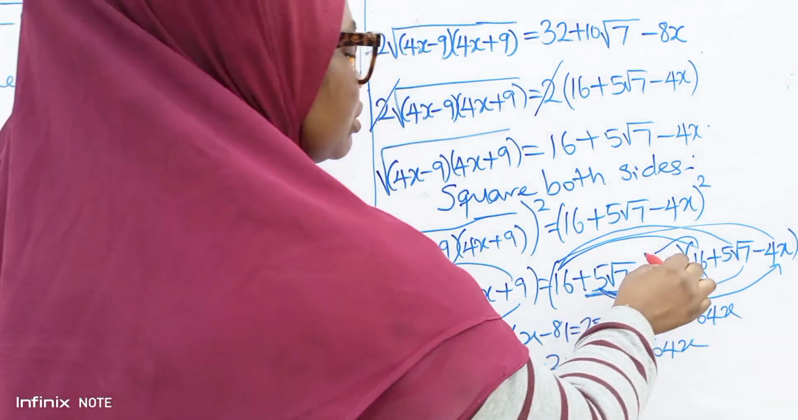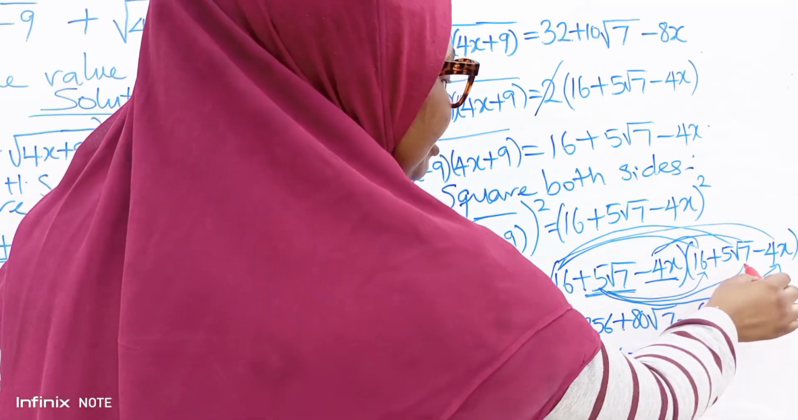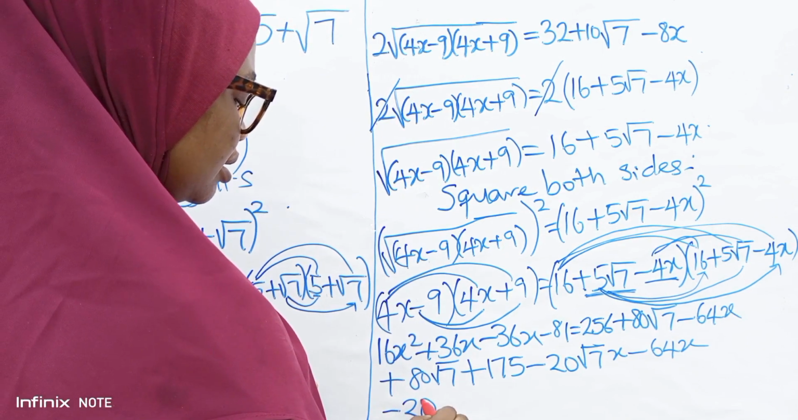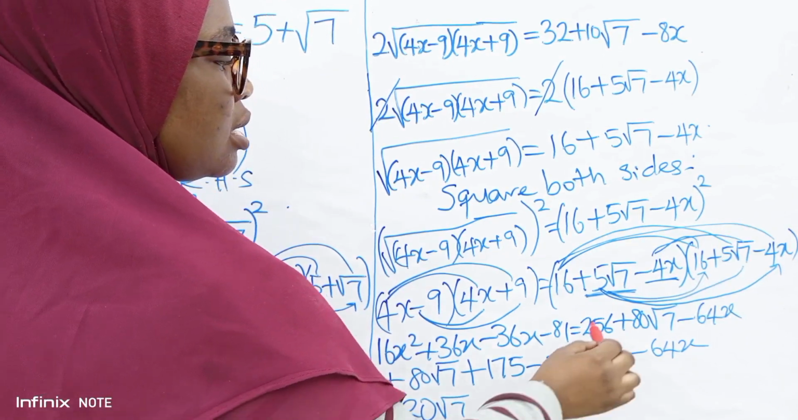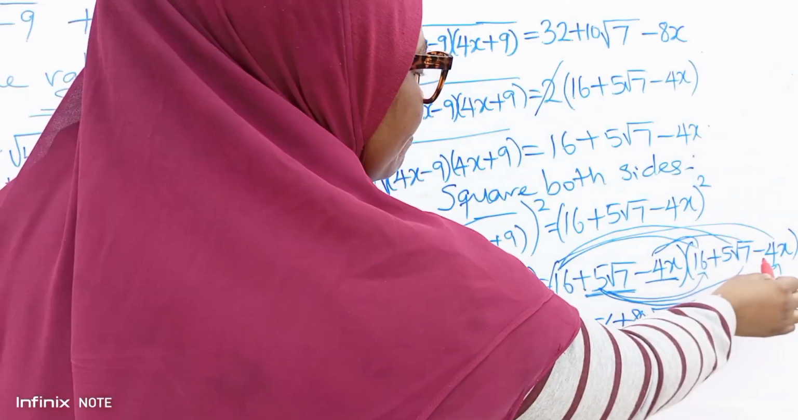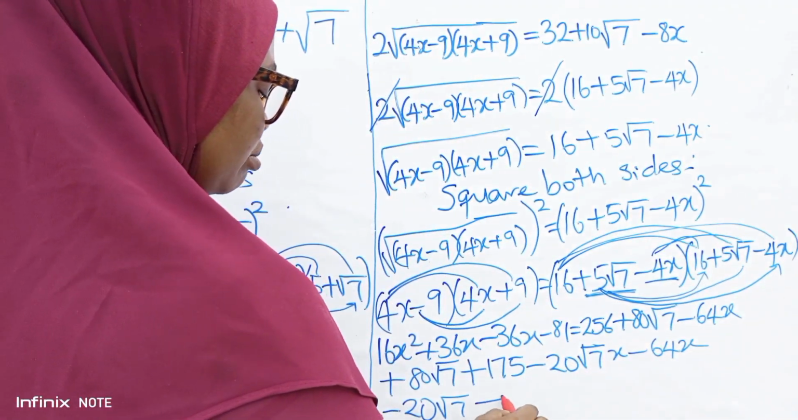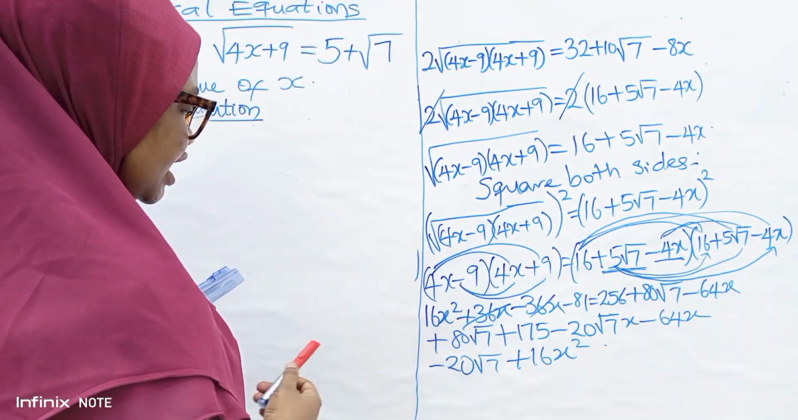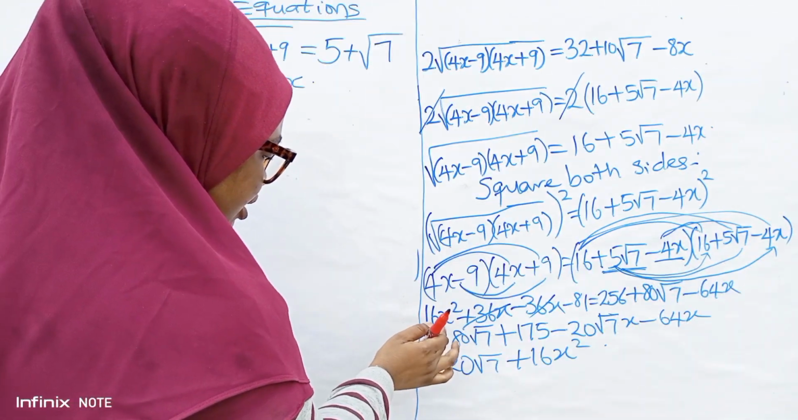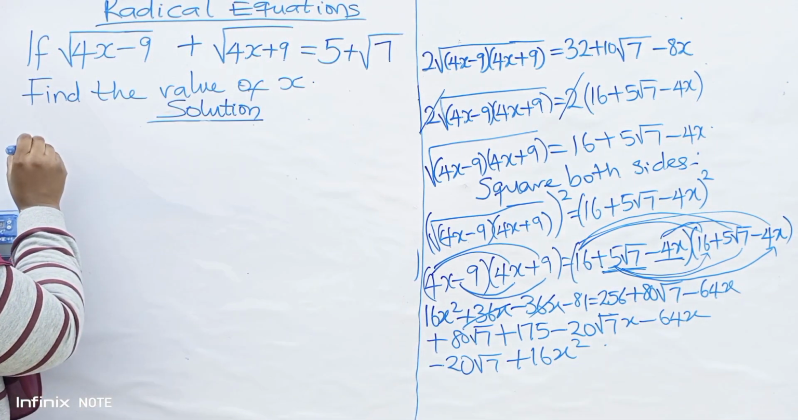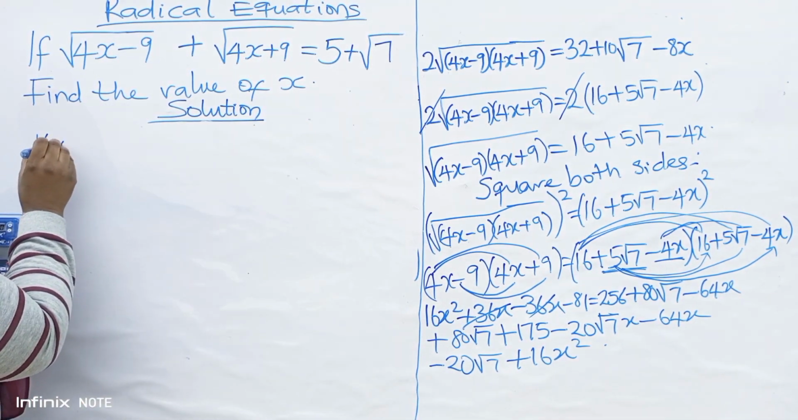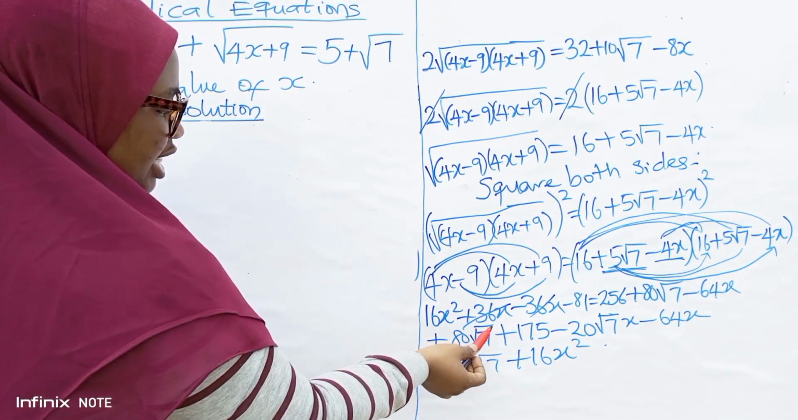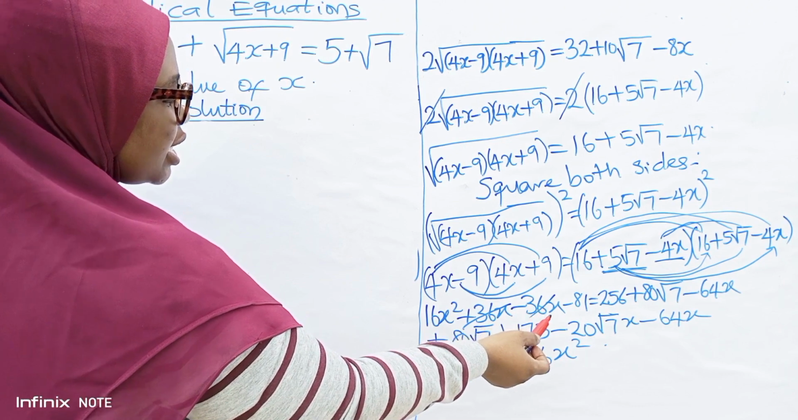Minus 4x multiplied by plus 5 root 7 will be what? Minus 20 root 7x. Minus 4x multiplied by minus 4x will be what? Plus 16x squared. Left hand side remains 16x squared minus 81. Plus 36x has cancelled minus 36x.